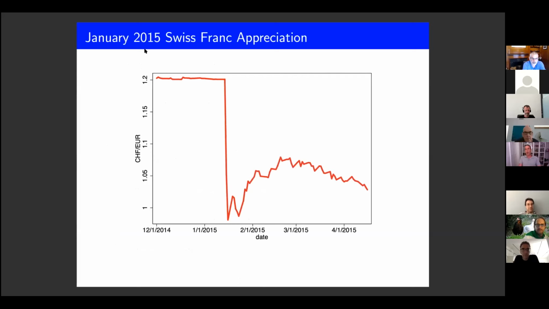We're going to base our empirical analysis on the January 15, 2015 appreciation of the Swiss franc against the euro, which I've already been looking at in another paper. So let me give you a bit of context of why we like this shock.